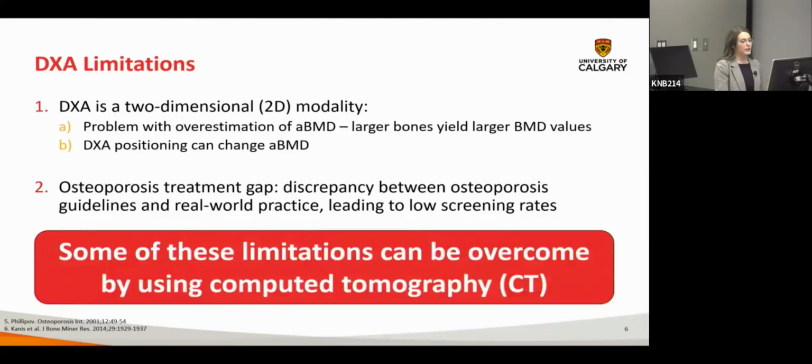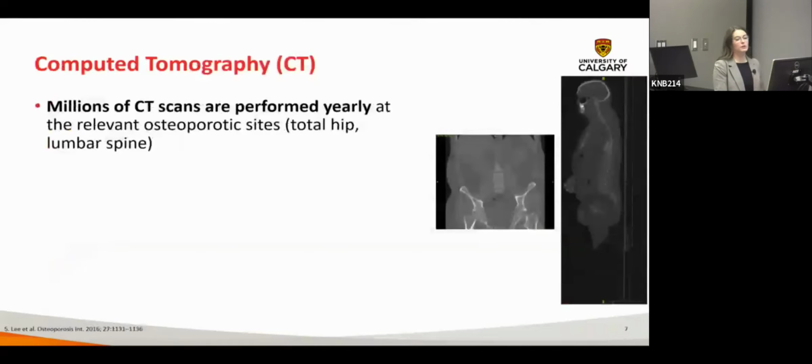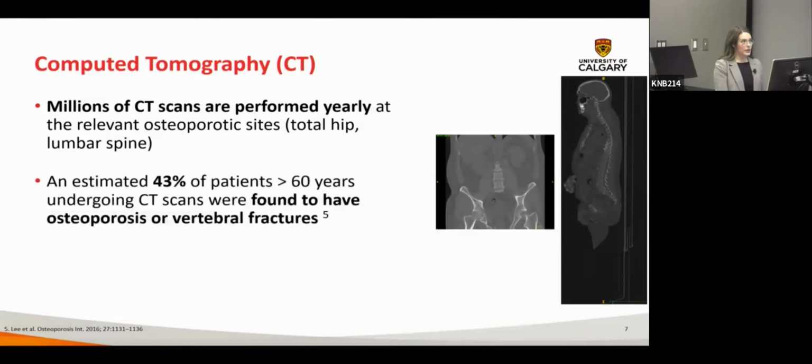I'd also just like to note that DEXA screenings are less commonly conducted compared to the number of CT scans that are being performed for other various clinical diagnoses. With CT scans, there are millions performed yearly, and they're often performed at the relevant osteoporotic sites where we see those fractures, so at the hip and spine. They're performed for various reasons, like kidney stones, oncologic screenings, or abdominal pain. An estimated 43% of patients over the age of 60 who have undergone a CT scan were found to have either osteoporosis or already have suffered a fragility fracture of the spine.